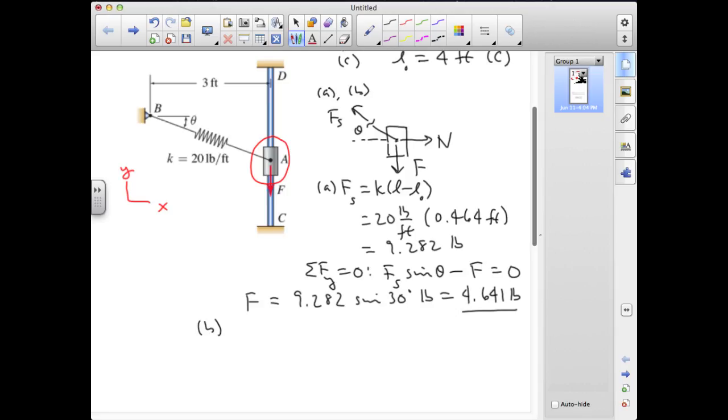Part B, the spring force is 20 pounds per foot times 3.464 minus 2, so it's 1.464 feet. And that gives us 29.28 pounds. We have the same vertical equilibrium equation, so F again is that force times sine of 30. It ends up being half the spring force value, and that's 14.64 pounds.